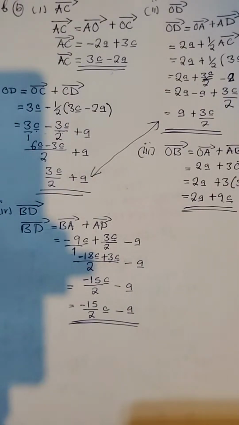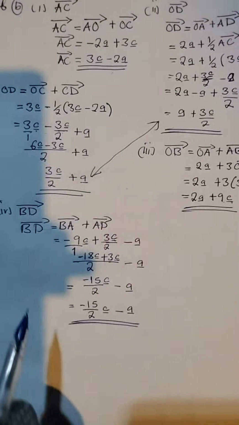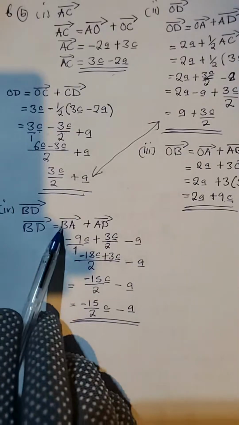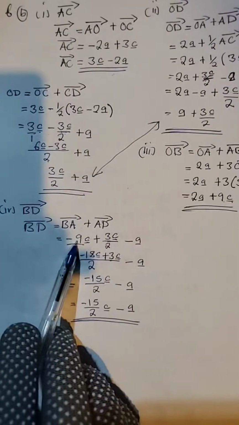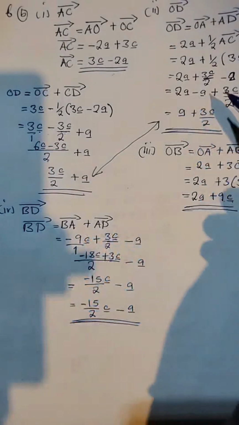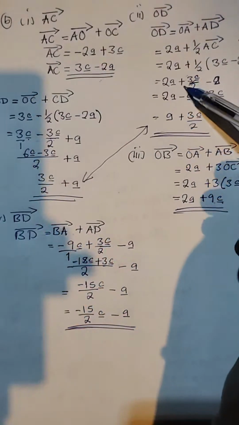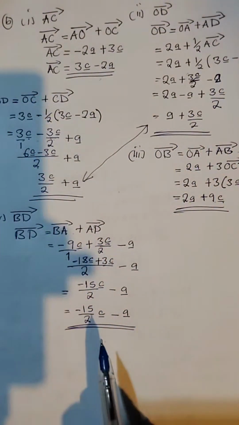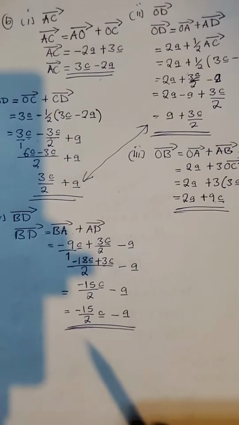Let me just go through to make sure that I haven't made a mistake. BA is negative 9. Okay, cool. AD is this answer we already calculated here. This part is half AC. All right. Yeah, this is okay.